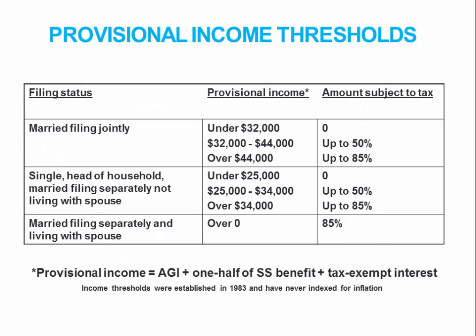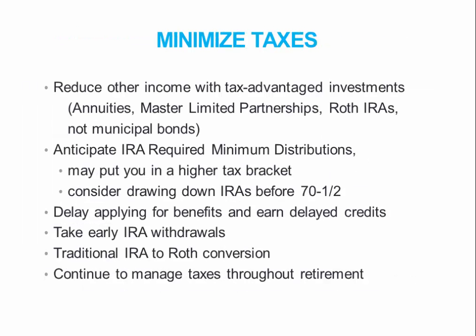Here is a table detailing the Social Security thresholds for different tax filing categories of provisional income. The foregoing example is why it's important to continue to manage your taxes even in retirement. The threshold amounts have never been adjusted for inflation, so as your income rises to keep pace with inflation, more Social Security beneficiaries will cross the threshold and pay taxes on some of their Social Security benefits. It would be wise to consider ways to minimize your taxes in retirement, looking for ways to utilize tax advantage investment strategies to reduce taxable income.